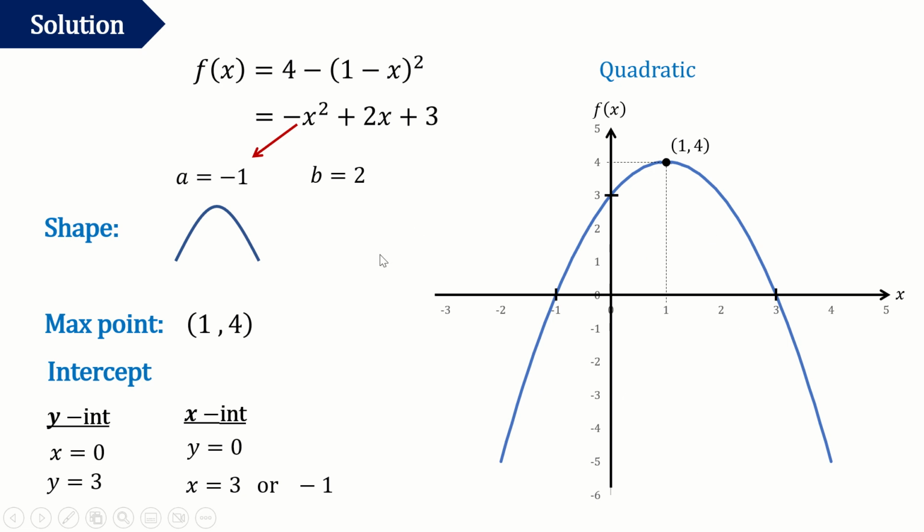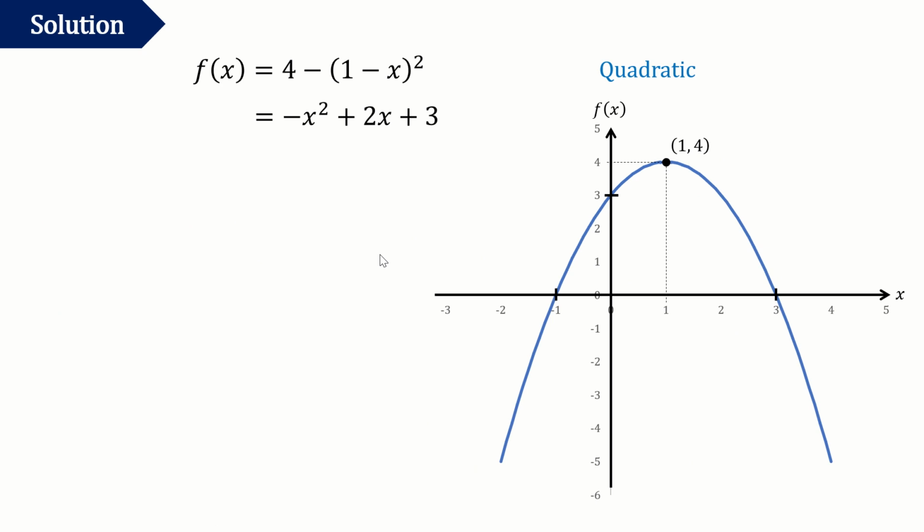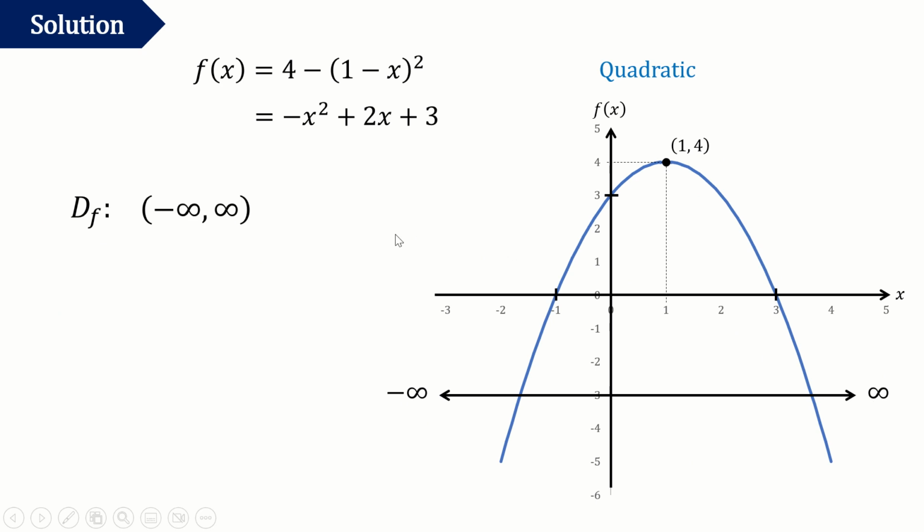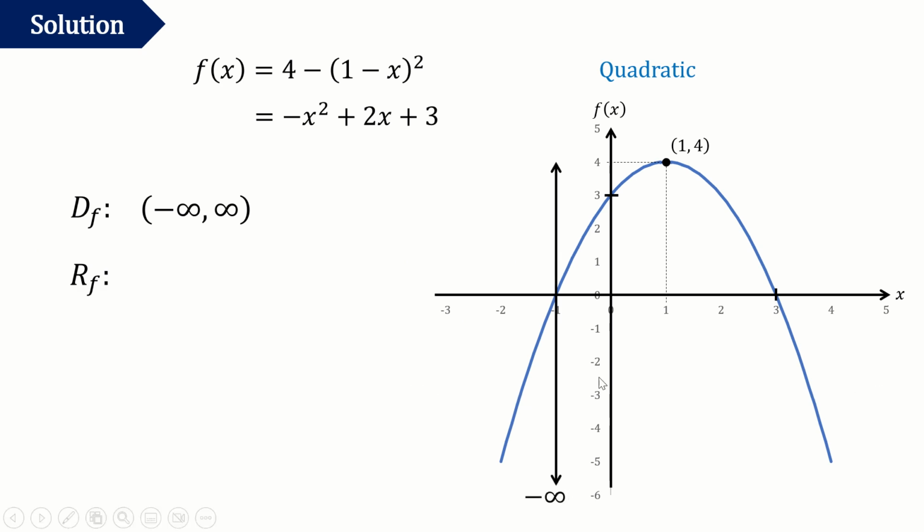So now we're going to determine the domain and range. So the domain for this function, from the left is from negative infinity and to the right is infinity. So the domain is from negative infinity to infinity, and then the range, from the bottom is at negative infinity, and to the top, the maximum point there, which is at 4. So the range is from negative infinity to 4. Right, so that is for the first function.